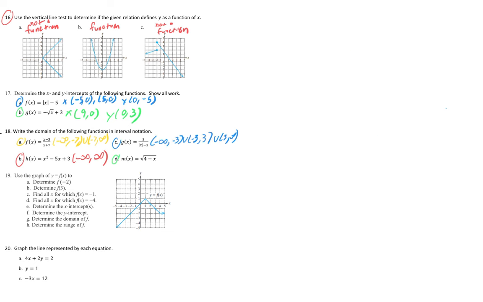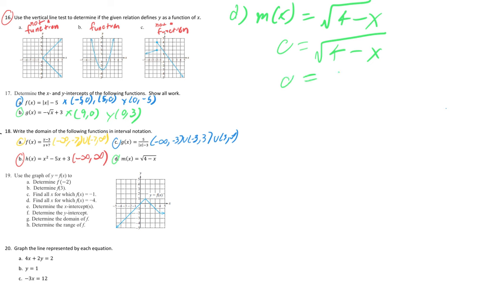So now looking at 18d here, we have that m of x is equal to the square root of 4 minus x, right? Since we have this square root function, we know that we cannot have a negative number inside to make our solution valid, right? So we need to find a number for x that makes this less than 0. So we're going to make 0 equal to the square root of 4 minus x, square both sides, and then we're going to have 0 is equal to 4 minus x. So x can be equal to 4, but not greater than 4, right?